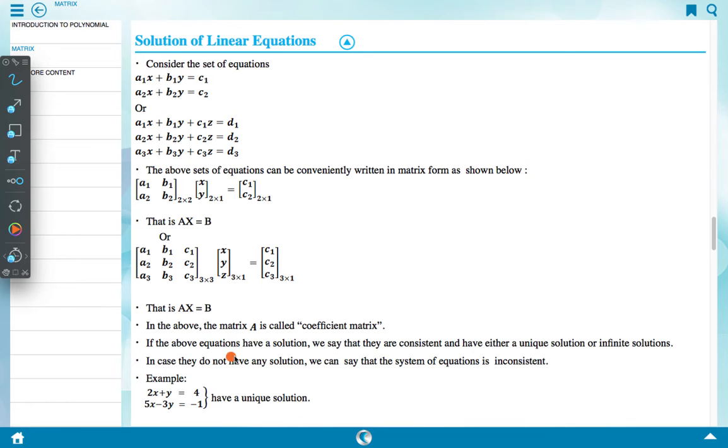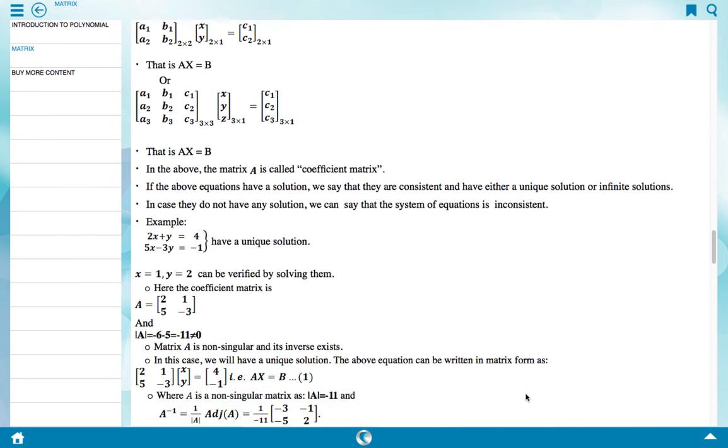If the above equations have solutions, we say that they are consistent and they have either a unique solution or infinite solutions. In case they do not have any solution, we say that the system of equations is inconsistent.